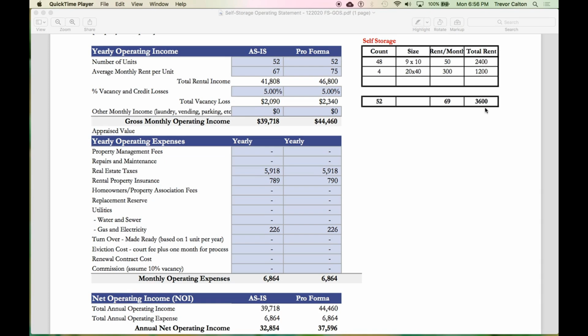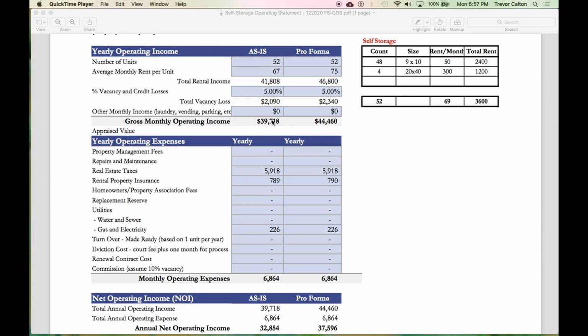So they're saying that they're getting $3,600 a month in total rents. So that would mean that they're getting 12 times that every year, right? So let's take a look, and we've got $3,600 a month times 12. Should be $43,000 a year. Now that's gross income. They'll say as is, this is what they're actually collecting, which is pretty good.